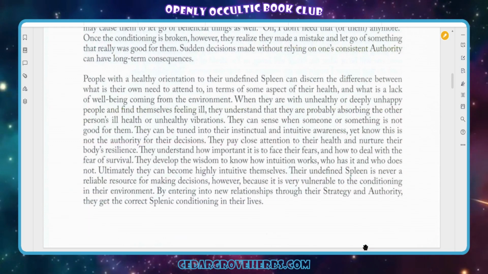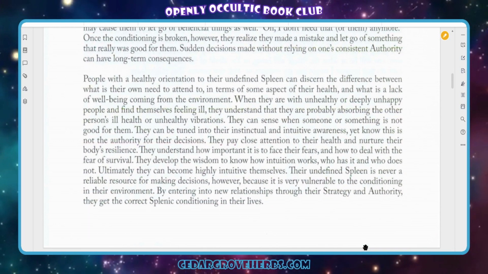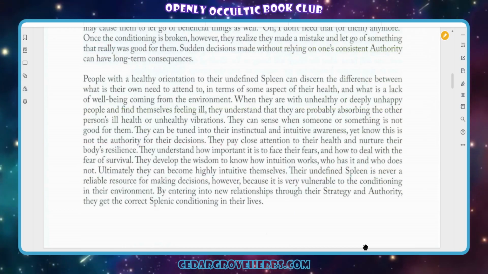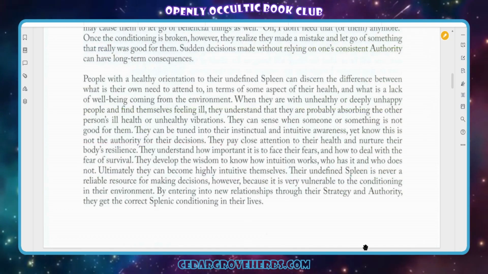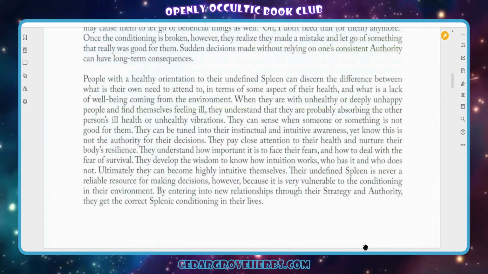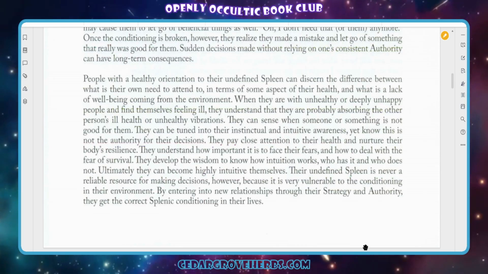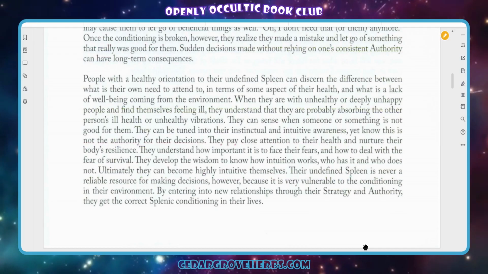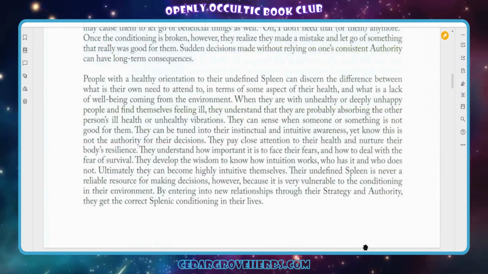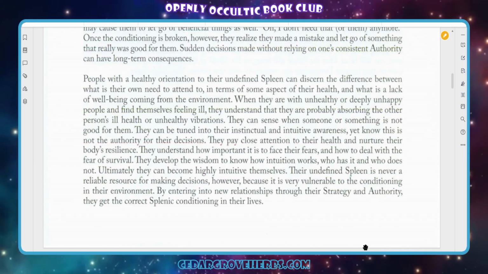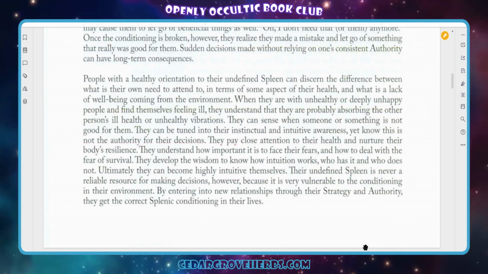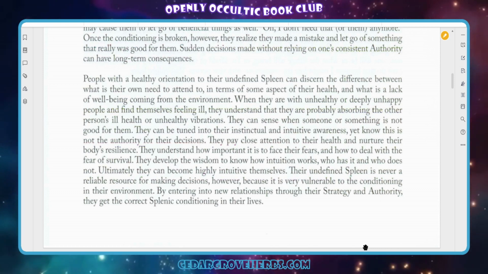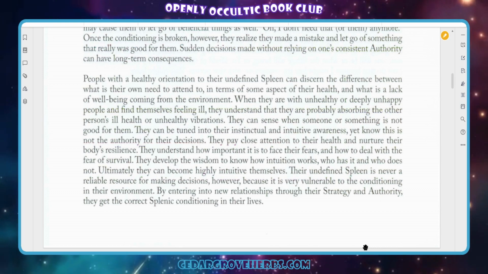People with a healthy orientation to their undefined spleen can discern the difference between what is their own need to attend to in terms of some aspect of their health and what is a lack of well-being coming from the environment. When they are with unhealthy or deeply unhappy people and find themselves feeling ill, they understand that they're probably absorbing the other person's ill health or unhealthy vibrations. They can sense when someone or something is not good for them.